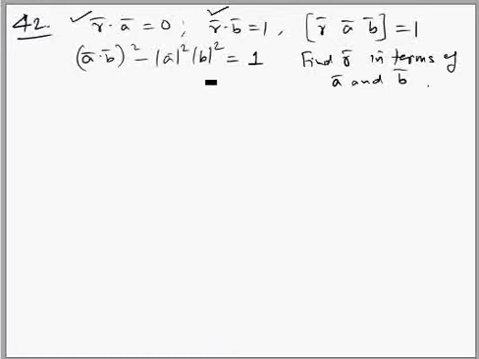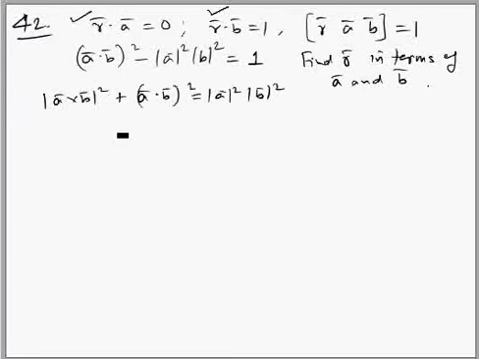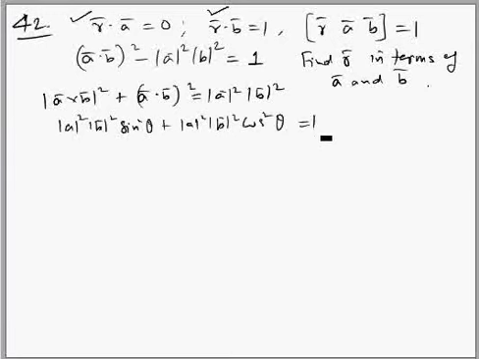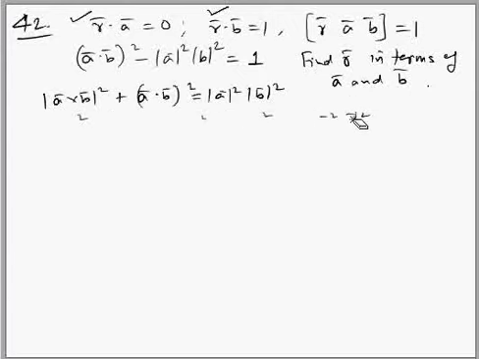Now, there's some problem with this question, because we have this formula: mod of a cross b whole square plus (a dot b) whole square equals mod a square mod b square. That is nothing but mod a square mod b square sine square theta plus mod a square mod b square cos square theta equals mod a square mod b square. Cancelling mod a square mod b square, we get sine square theta plus cos square theta equals 1. So this is an identity which will be true for all vectors a and b.